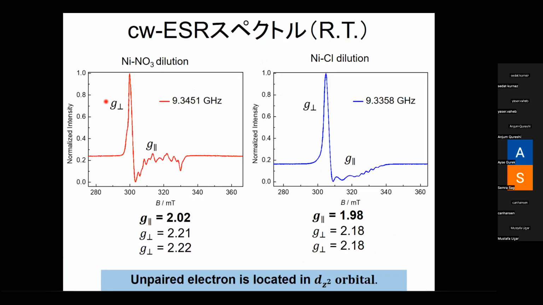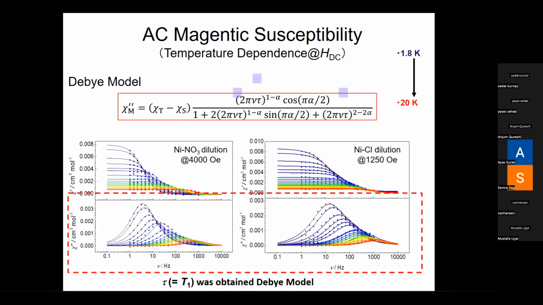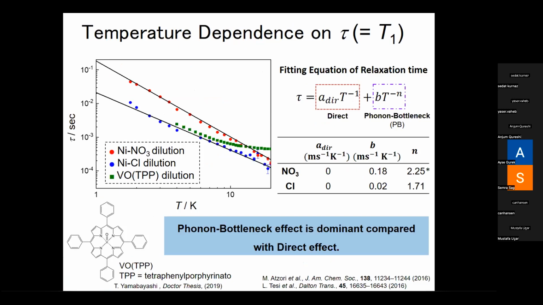So this is the EPR spectrum. So this square orbital is occupied by one spin. Both compounds show slow magnetic relaxation. This is evidence of a spin qubit. So this is the result. Nickel NO3 is the red one. The blue one is nickel chloride. Nickel NO3 has a longer lifetime because of the oxygen coordination. Oxygen has no nuclear spin, but chloride has a nuclear spin. Then nickel chloride has a faster relaxation time.